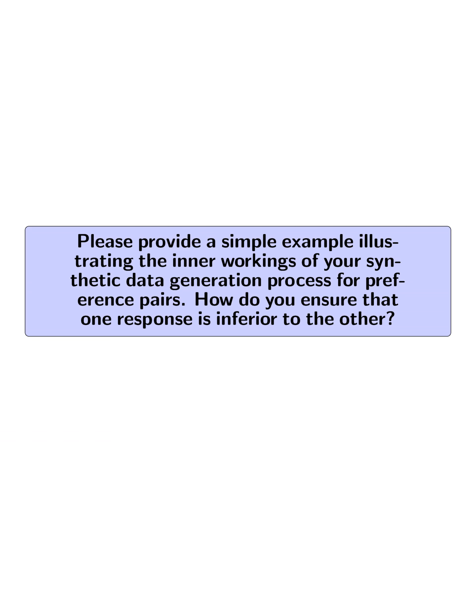Please provide a simple example illustrating the inner workings of your synthetic data generation process for preference pairs. How do you ensure that one response is inferior to the other?